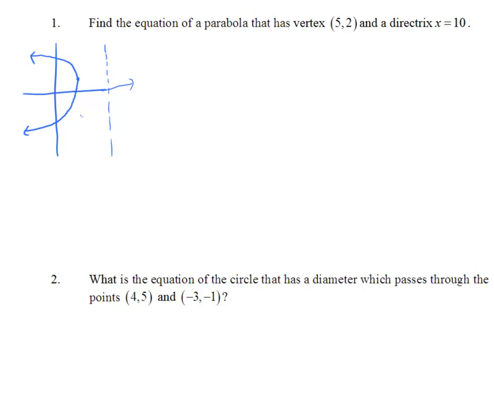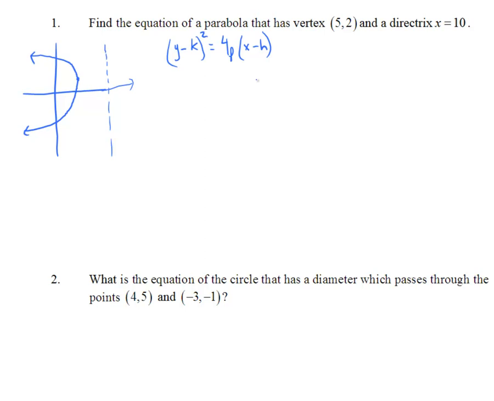It opens to the left. That tells me that the y variable is squared. And that's equal to 4p times x minus h. So there's our general equation. Now if we can find k, h, and p, we're done.